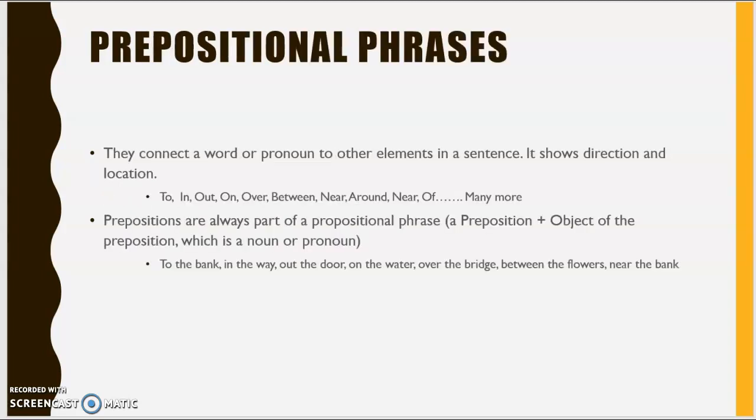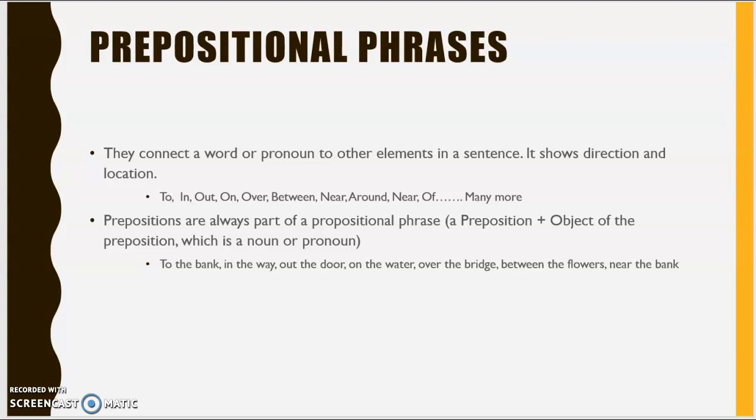One type of phrase, one type of group of words, is a prepositional phrase. Prepositional phrases connect words to other elements in a sentence. Typically, it shows direction, it shows location. Words like to, in, out, on, over, above, near, between, around, under, of, and many more are prepositions.